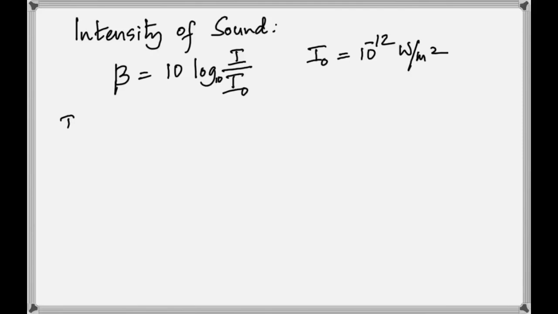In this equation, I naught is the threshold of hearing, typically at 1000 hertz. So I naught is the bare minimum you can hear, and that's 10 to the negative 12 watt per meter squared. You got to know that. So I is the intensity that we're trying to change into decibels.